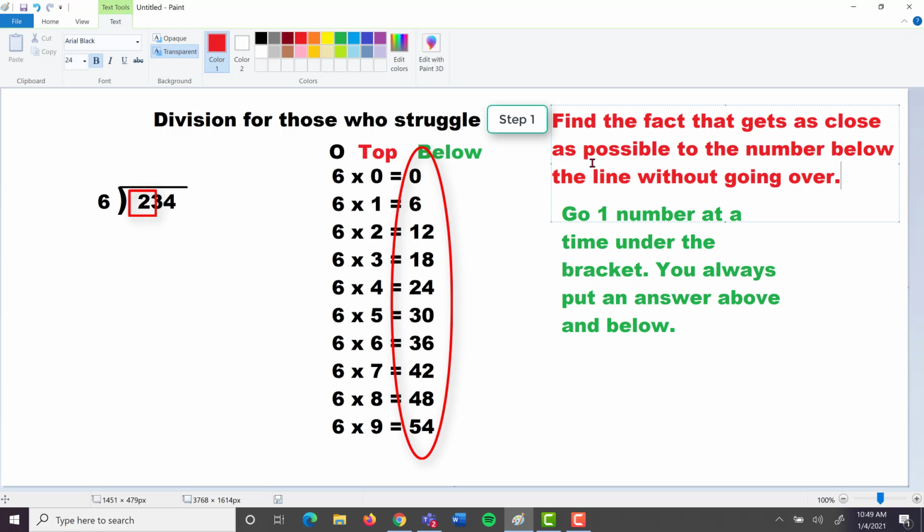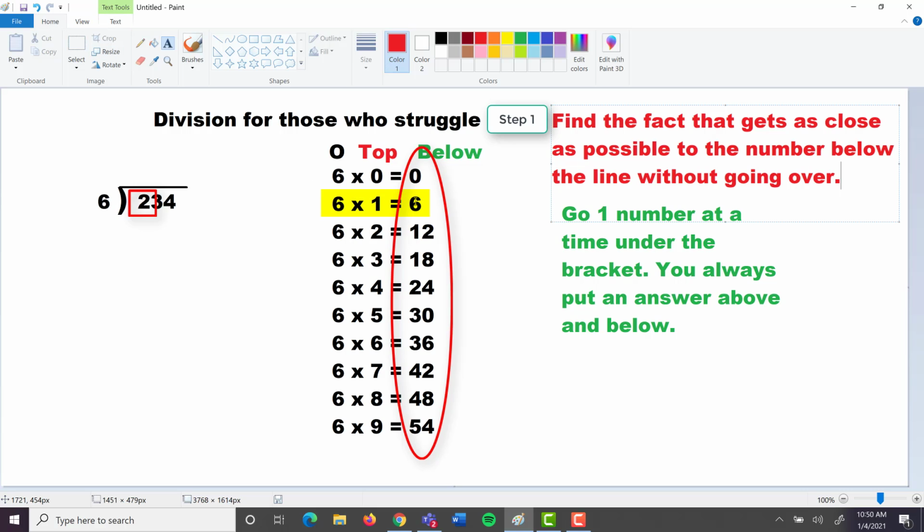So let's try that and see what that looks like. My first fact is 2. I need to find 6 times what gets me as close as possible to 2 without going over. So I need to check my answers here. Which number over here is as close as possible to 2 without going over? Well, 6 is too big. It goes over, right? So my fact is 6 times 0.